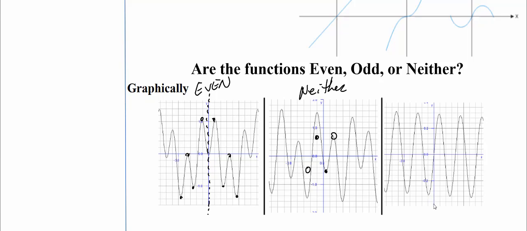Now let's look at this one. If I have this piece here and rotate it 180 degrees, I'm going to get this one. If I have this point up here, the top piece, and rotate it 180 degrees, I'm going to get this one down here. Because I can keep doing that, this is an odd function. It's odd.